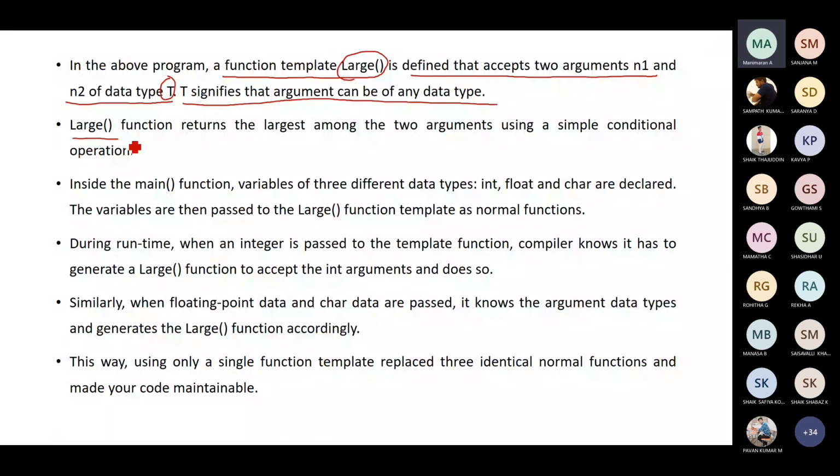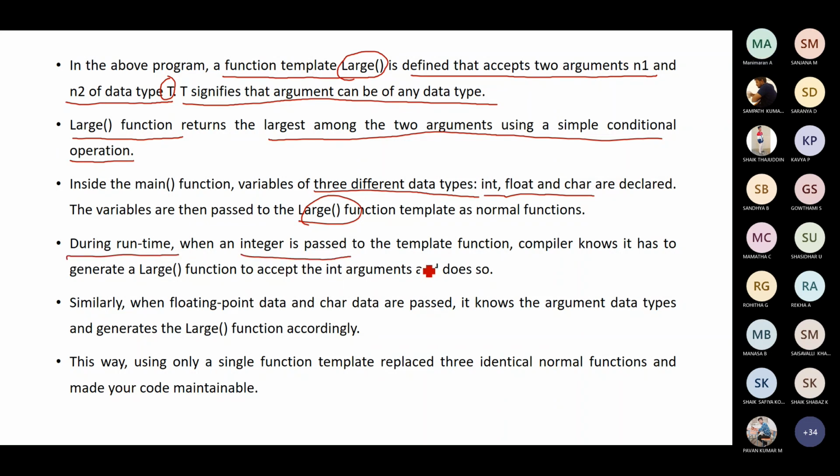Next, the large function returns the largest among the two arguments using a simple conditional statement, that is, we are using the ternary operator. Inside the main function, we are using three different data types: int, float and character, and the variables are then passed to our user defined function large. After that, during the runtime, when an integer is passed to the template function, the compiler knows that it has to generate the large function to accept the integer argument.